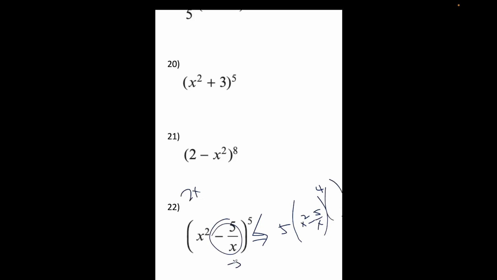This has to be rewritten before it can be differentiated. Minus 5x to the power of negative 1 plus 5x to the power of negative 2. This is what you put inside the second bracket: 2x plus 5x to the power of negative 2. That's the differentiation of this.